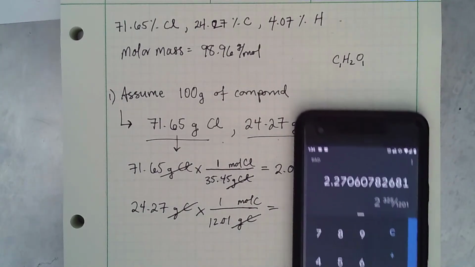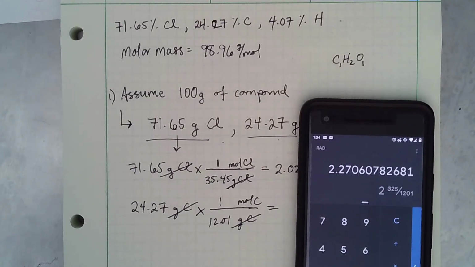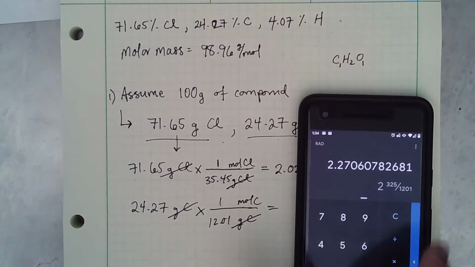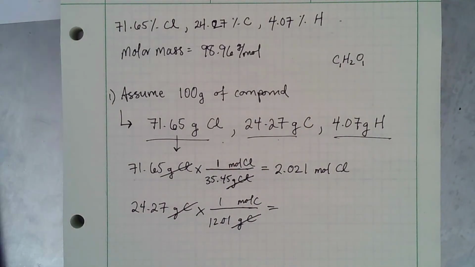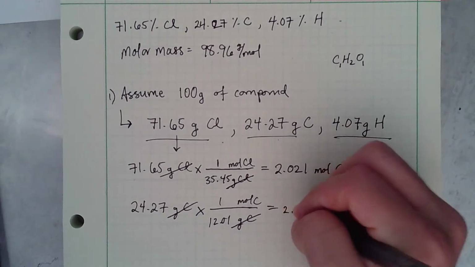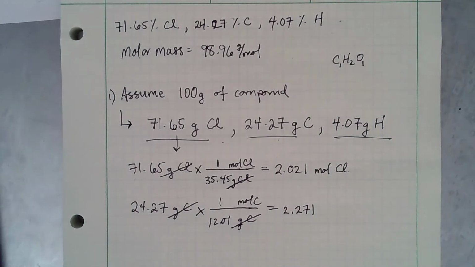What do we got here? 2.27. That seems a bit bigger than I was expecting. I want to make sure I haven't done anything silly here. Let's just run with it. 2.271. I really feel like I've done something wrong here. These numbers should be relatively close to whole numbers, so I'm already kind of second guessing myself. Give me just a moment to check on something.